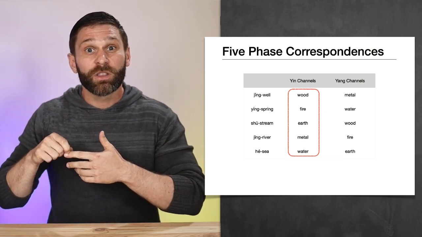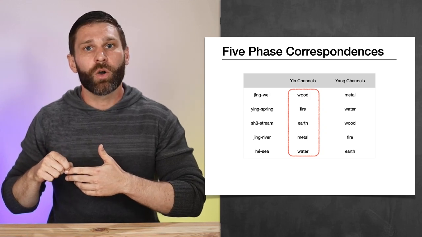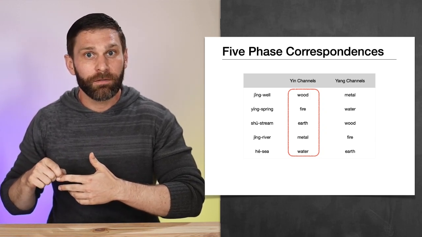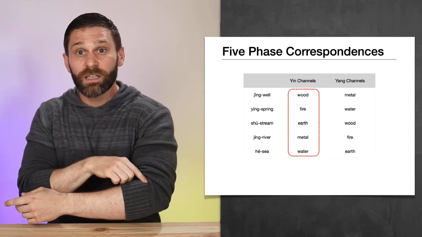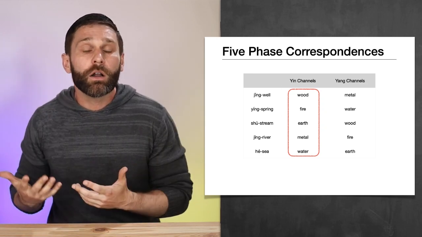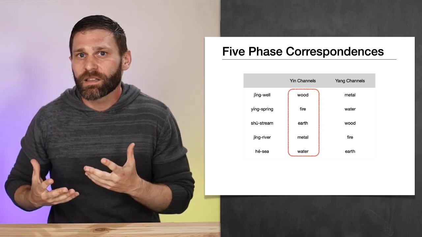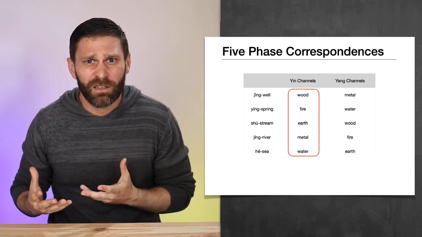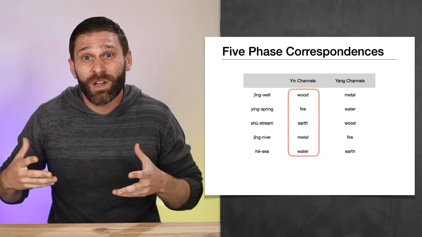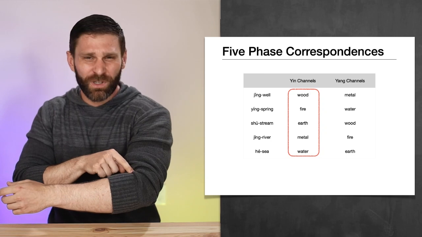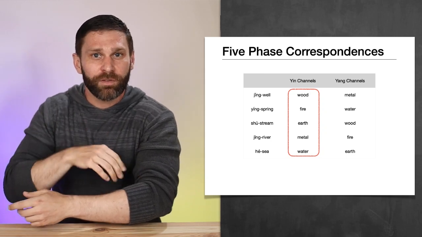Jing well points are the beginnings, and so that's why they correspond to the wood phase. Now when we get back down to the He-Sea points, they correspond to water. Now water is associated with winter. That's the time when things end, things die, the plants die, the insects die, the bears go into hibernation. And so just like we say the Qi disappears, it dives deeper, it's the same thing.